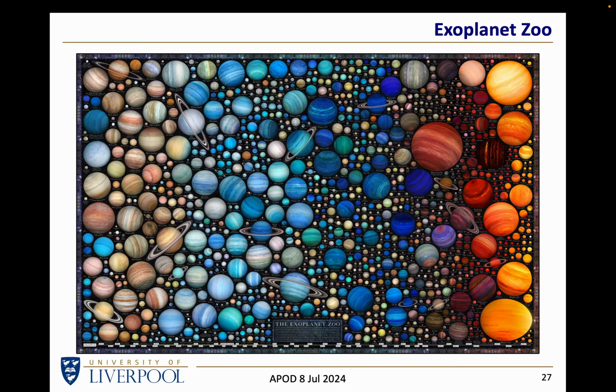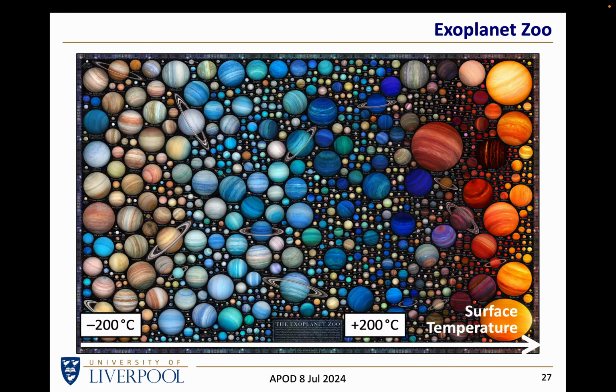These are on a horizontal scale of temperature, the nominal surface temperature calculated from, if we know the distance to the star and we know how hot the star is, we can calculate the equilibrium temperature. Cold on the left, you see minus 200 centigrade, very hot on the right. So you've got a rough scale there.